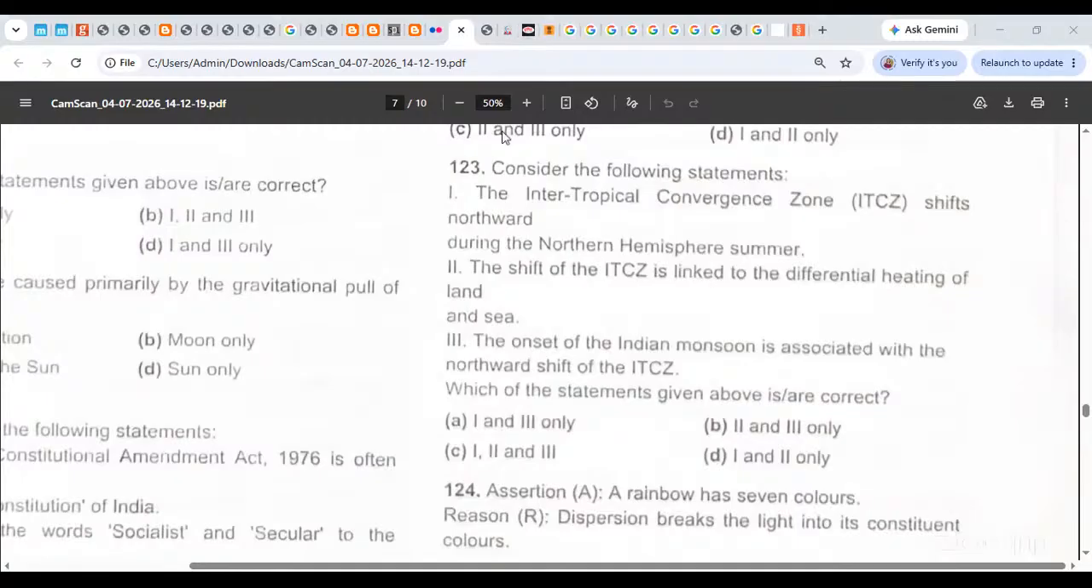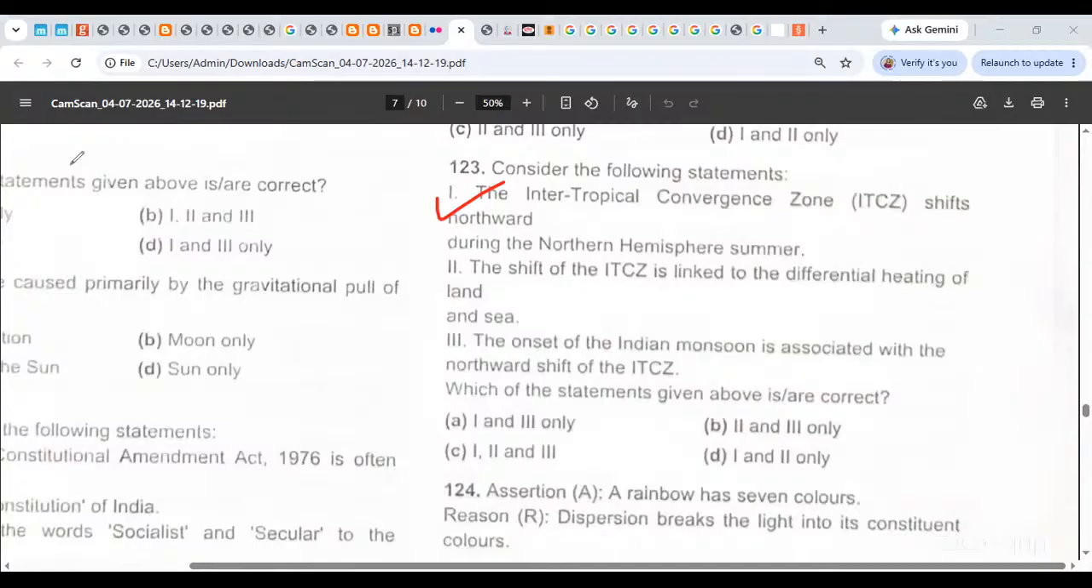You were given the following statements. The intertropical convergence zone shifts northward during the northern hemisphere summer. The shift of the ITCZ is linked to the differential heating of land and sea, and the onset of the Indian monsoon is associated with the northward shift of the ITCZ. Yesterday I had said that this definitely works, that yes, the intertropical convergence zone shifts northward during the northern hemisphere summer.